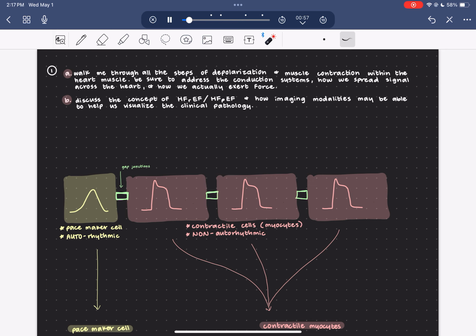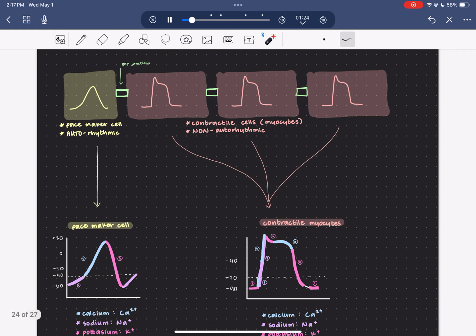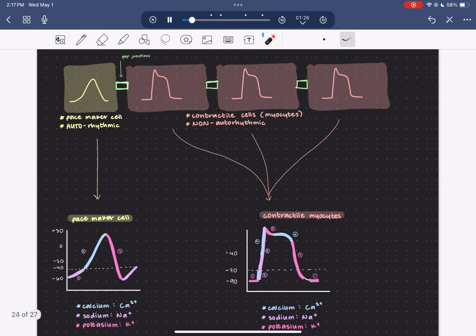there are a lot of ions involved that can cause the cell to become positive or negative. And with this, it's going to cause depolarization and repolarization to occur, as well as action potential. And we know that when action potential is reached, contraction occurs. So when we apply this to the heart, we know that the heart has two different kinds of cells. We have a pacemaker cell, and we have a contractile cell, also known as our myocyte.